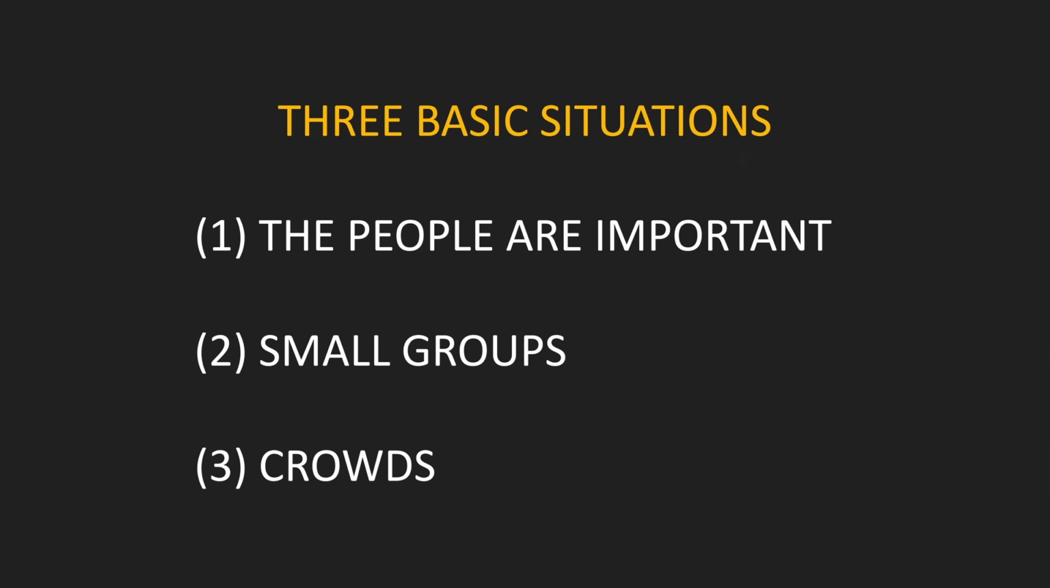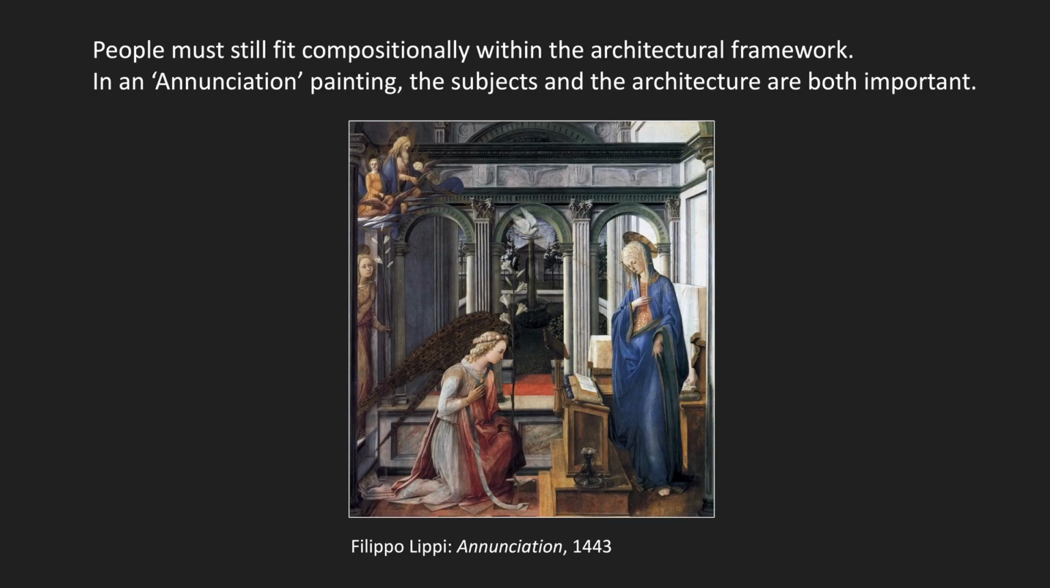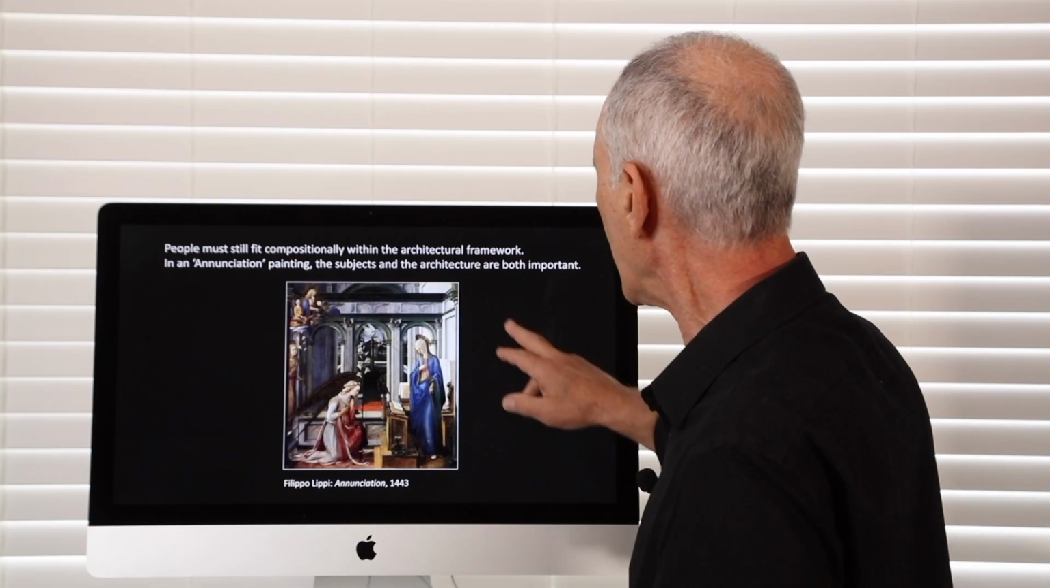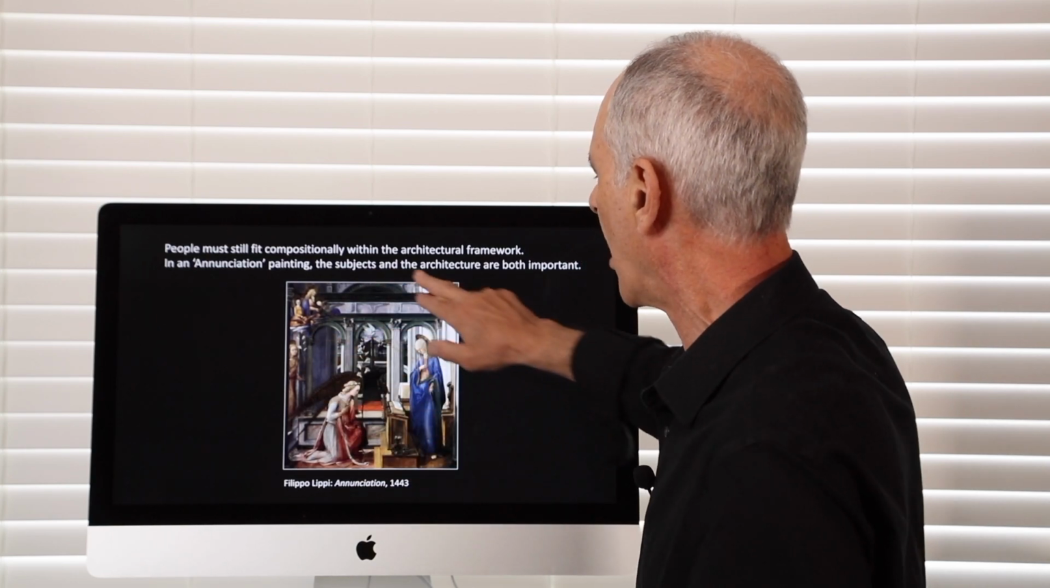3 basic situations where the people are important. Again, they're important, but it's not a portrait. Number 2, small groups of people. And number 3, crowds. So the first one, when the people are important, but the architecture is of equal importance. And there's a painting type that shows this exactly, and that's if you look at an Annunciation painting, because it shows Mary and the angel, but always within an architectural framework. So here, the subjects are important, but the architecture is of equal importance.